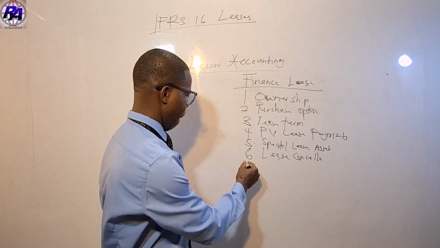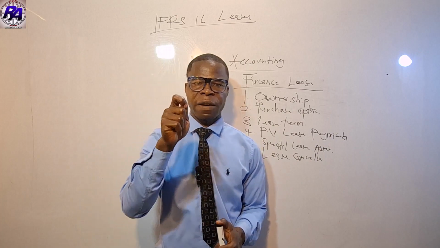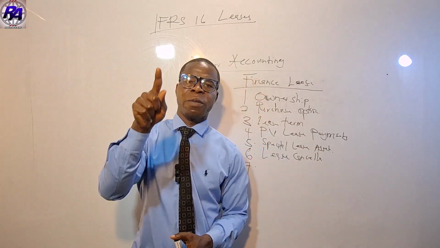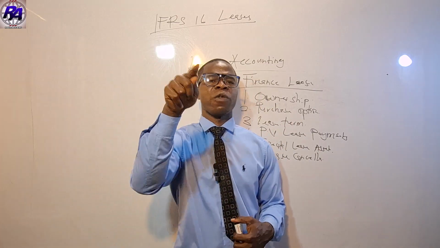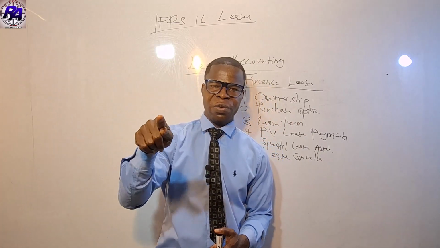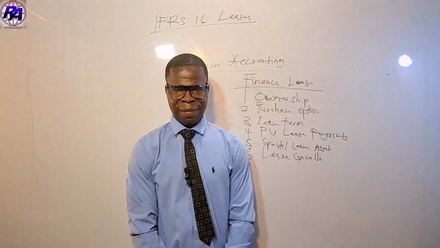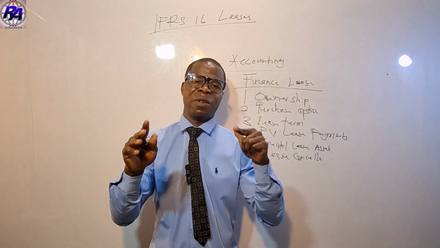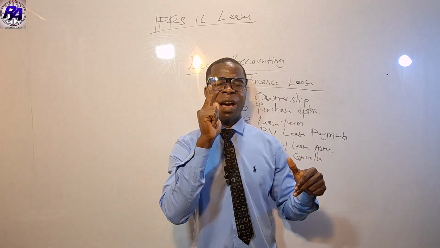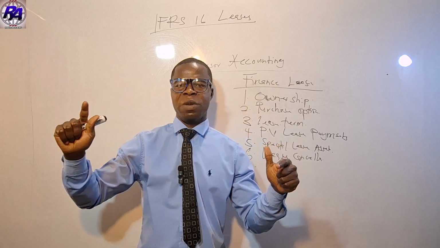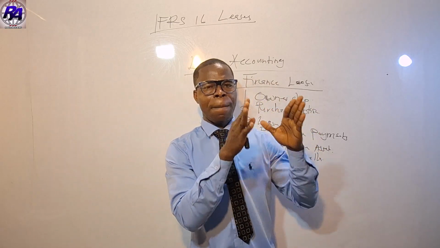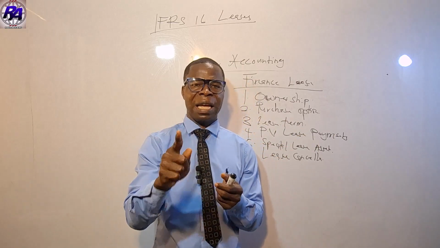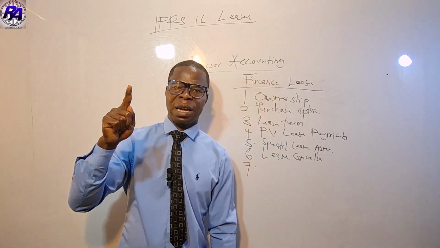The 7th one has to do with when the gain and losses from the fluctuations of the fair value of the residual accrue to the lessee. So let's go back to the lease liability. How to determine the initial value of a lease liability. We said that one of the items that constitute the lease payment has to do with the amount payable by the lessee under residual value guarantee.